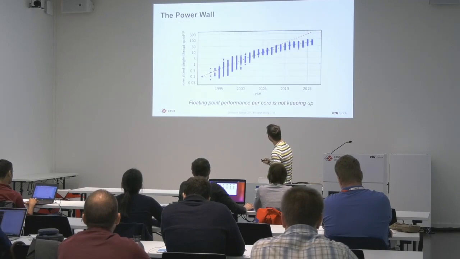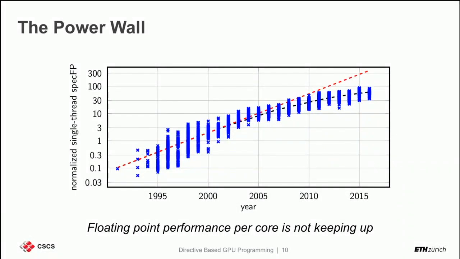And indeed, here is the single thread performance, where you see that again around 2005 and a bit later on, the performance of a single thread, although it scales, doesn't scale in the way it used to scale in the past.